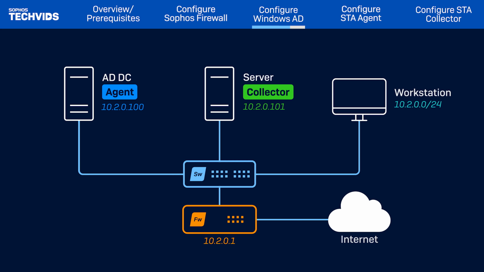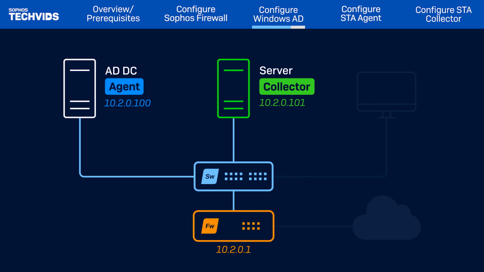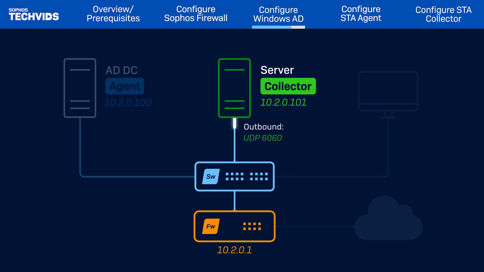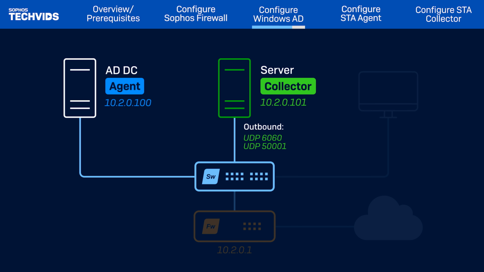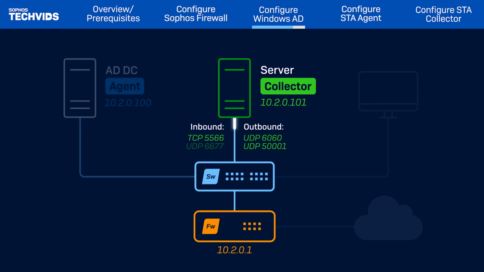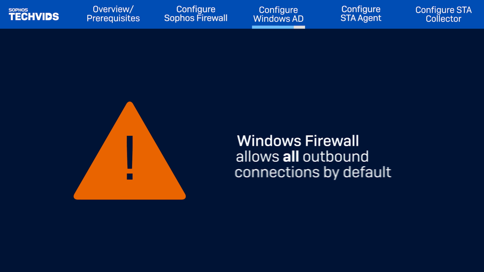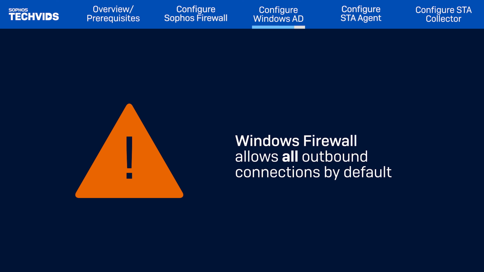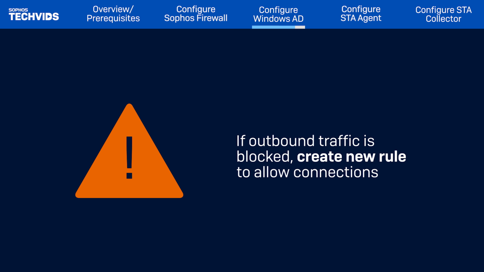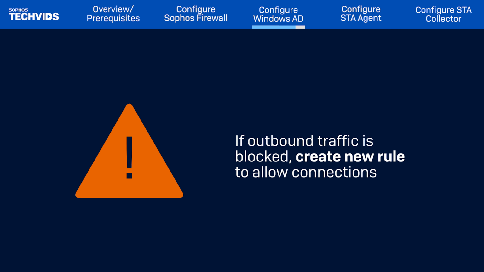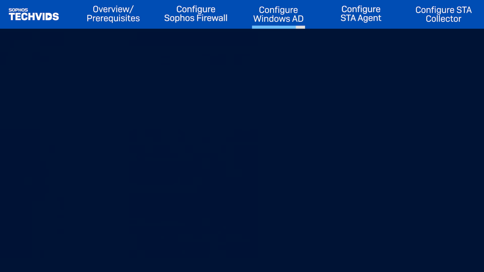Next, configure Windows Firewall on the server where the STA collector is installed. The STA collector establishes outbound connections to UDP port 6060 in the Sophos firewall and the UDP port 50001 on the agent. It accepts inbound connections on TCP port 5566, UDP port 6677, and 50001. As previously noted, Windows Firewall allows all outbound connections by default, so no additional configuration should be necessary. However, if the outbound connections are blocked, a firewall rule must be created to allow the outbound traffic.